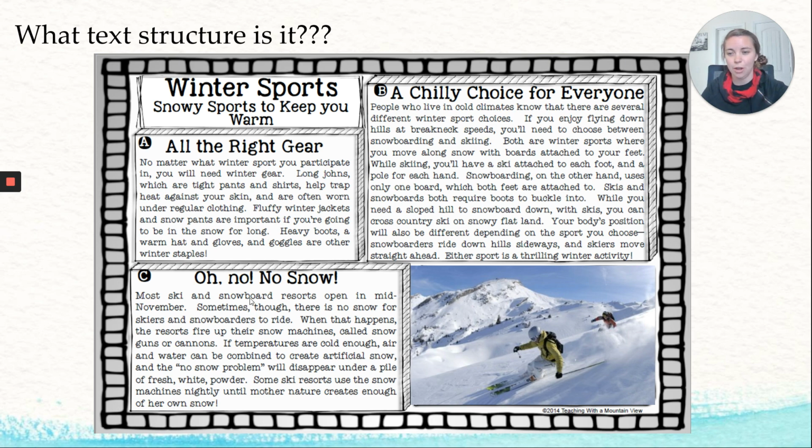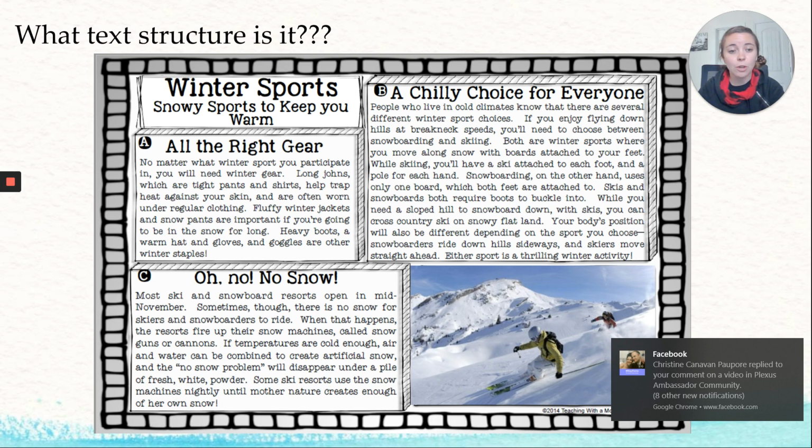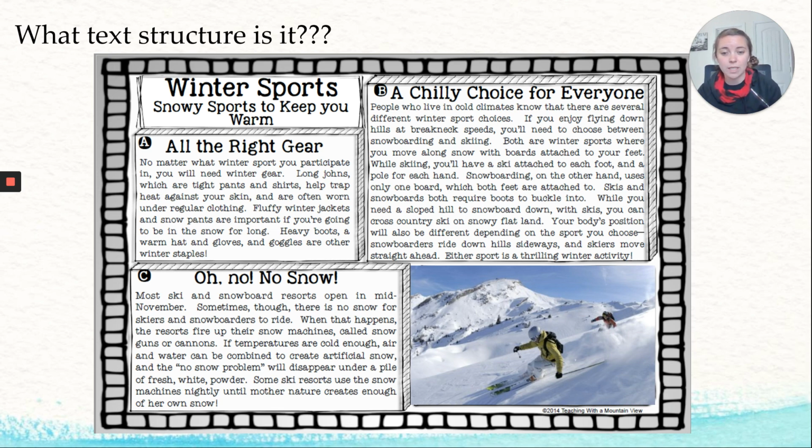Oh No, No Snow. Most ski and snowboard resorts open in mid-November. Sometimes, though, there is no snow for skiers and snowboarders to ride. When that happens, the resorts fire up their snow machines, called snow guns or cannons. If temperatures are cold enough, air and water can be combined to create artificial snow, and the snow problem will disappear under a pile of fresh white powder. Some ski resorts use the snow machines nightly until Mother Nature creates enough of her own snow.